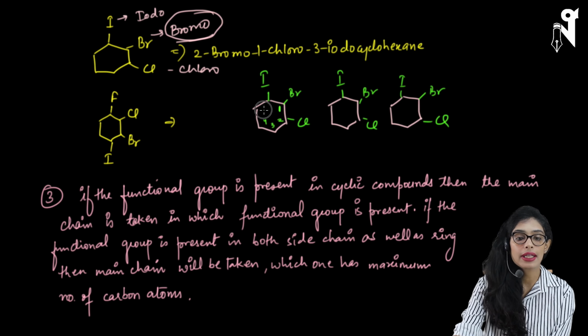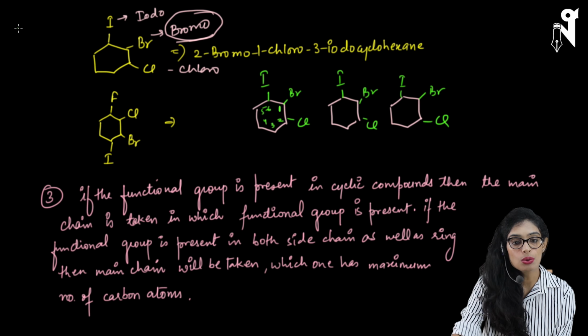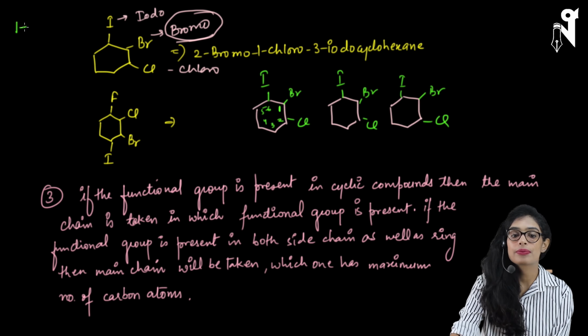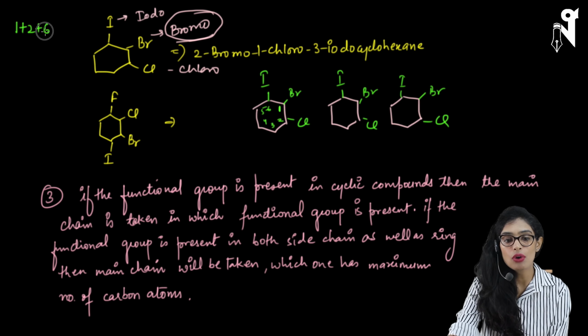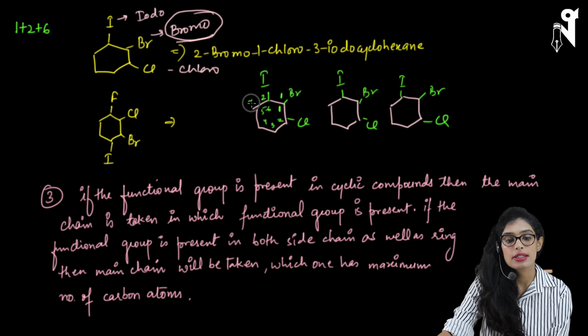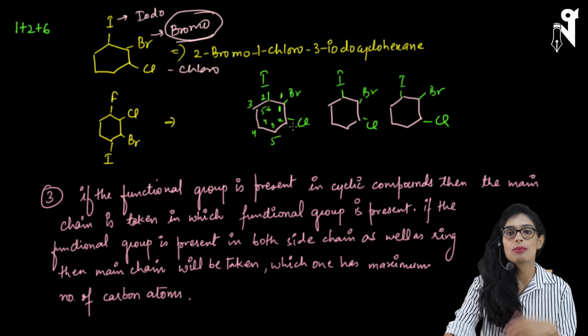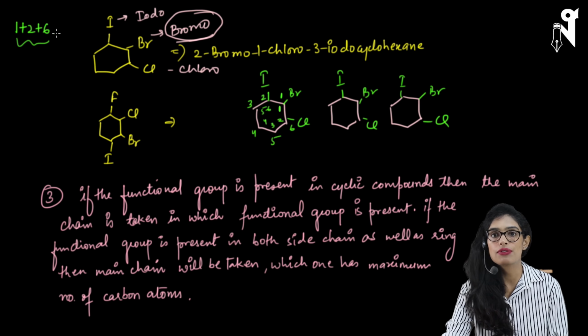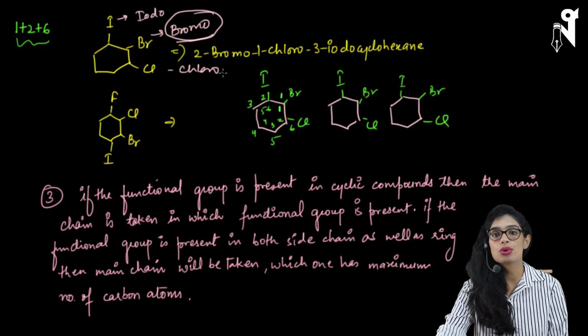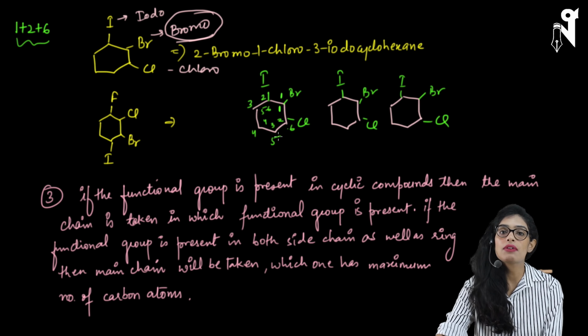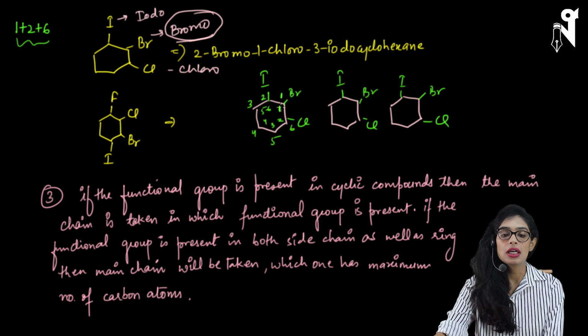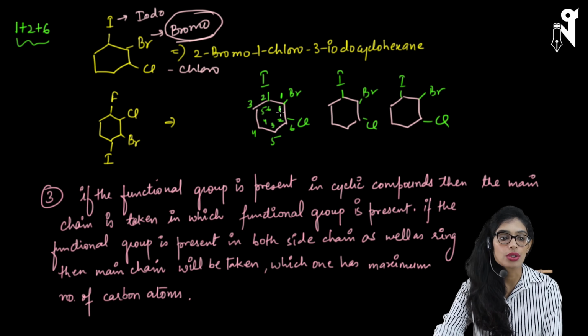In this case I will get the positions as 1 plus 2 plus 6. Okay, if I had gone the other way around, then also I would have got the same 1 2 3 4 5 and 6. Again, the sum would have been the same, so I'm not marking it again. No matter whether you go clockwise or anti-clockwise, if you're giving bromine position 1, basically the numbering is going to remain the same.